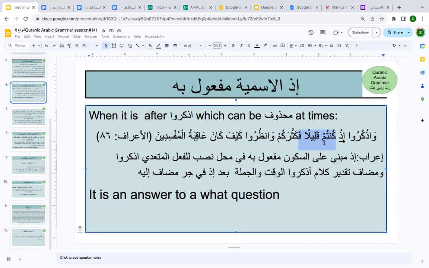What is the status of this? Kuntum qalilan. What kind of a sentence? Very well done. It's going to be fi mahalli jarrin. Jumla ismiya is fi mahalli jarrin. Very well done. Kuntum. Let's do quickly the i'rab of kuntum. Fail naqis, fail madin naqis. Wa ismu kana, no mubtada. Ismu kana is ta'ul fa'il. Qalilan is going to be khabru kana. Is this clear?